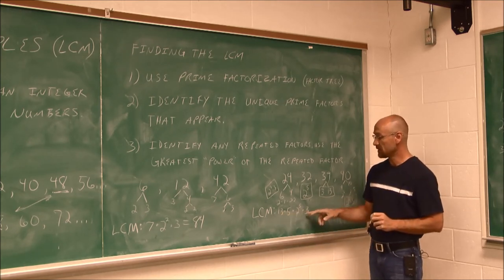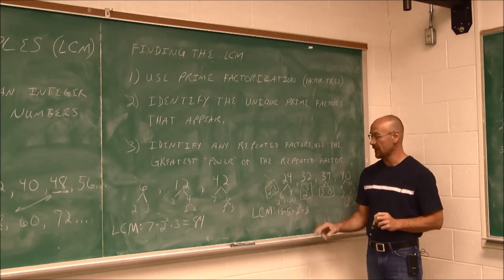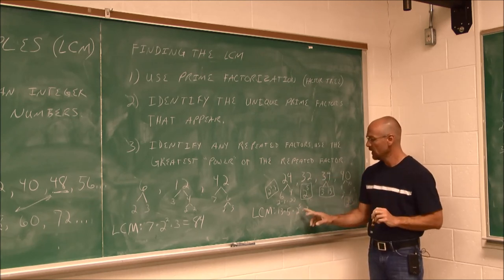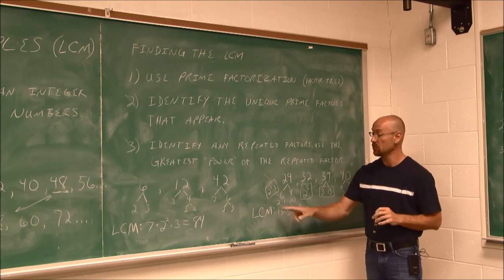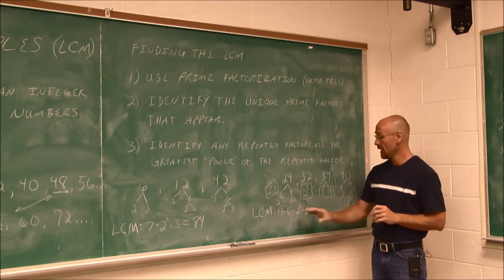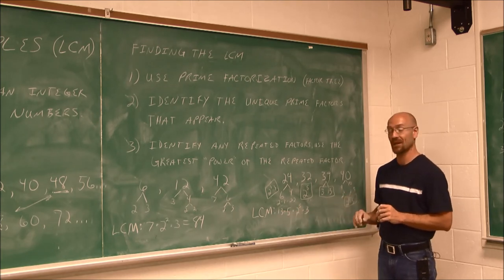If I multiply these together, you can imagine the size of that number, 13 times 5 times 2 to the 5th, which again was 32, times 3. This is going to be a huge number, but it is the least common multiple. And if you want for practice, you can go ahead and multiply that together.